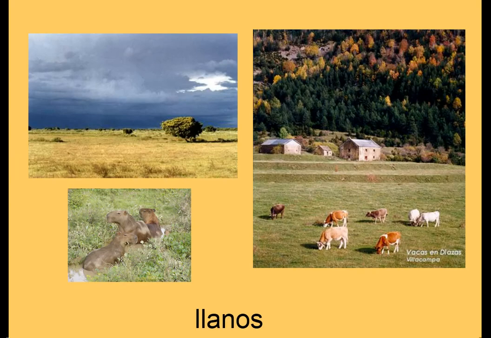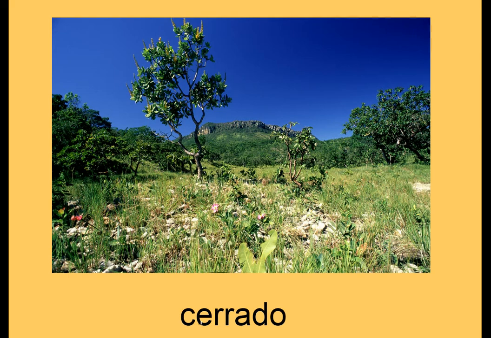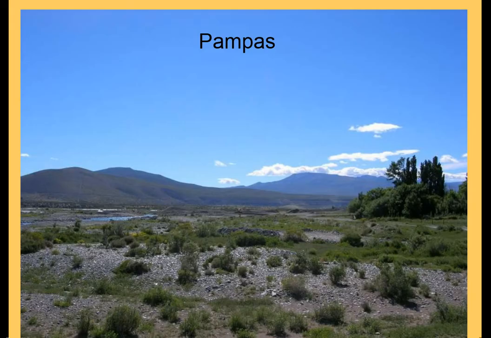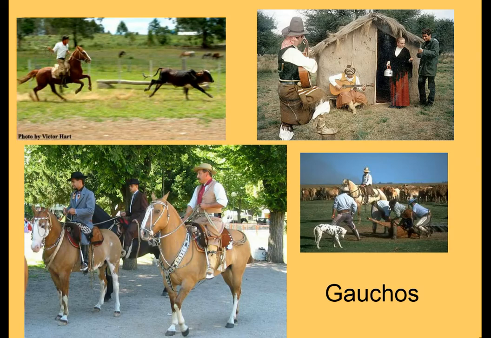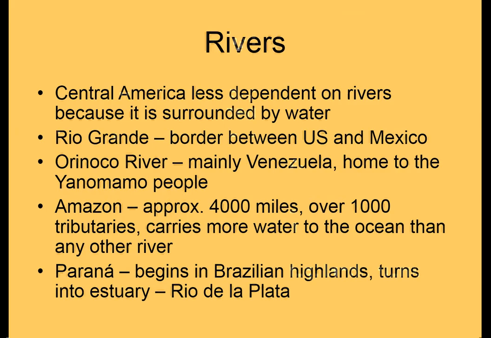You can see a picture here of the Llanos, flat area, farmed, ability to farm cattle here. These little creatures here, capybara. I pronounce that right, capybara, something like that. Little river otter, rat-looking things. They make up part of the animal kingdom of South America. Here's a picture of Cerrado, the area that people want to move into, and the Pampas. Gauchos, cowboys, basically, of South America.